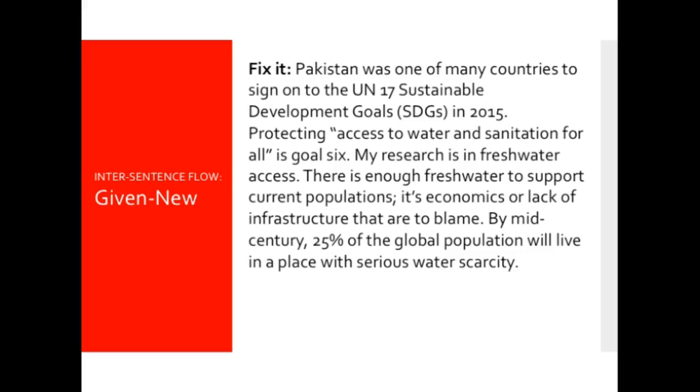So just to see this in action, here's a paragraph that does not use the given new contract. So the sentences here do not clearly refer back to the sentence previous to it or to the topic sentence. So take a minute, pause the presentation, and think about how you might insert or change the beginning of each sentence so that it refers more explicitly to the topic sentence or to the sentence previous.